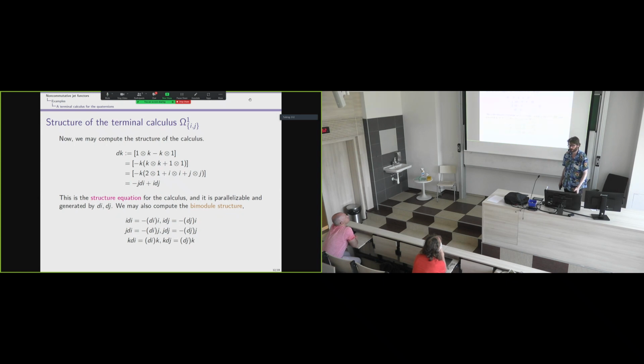This is free as a left module, so it's parallelizable. It's spanned by di and dj. But it has a non-trivial bimodule structure, which you can see below, as I warned, is possible for quaternions.